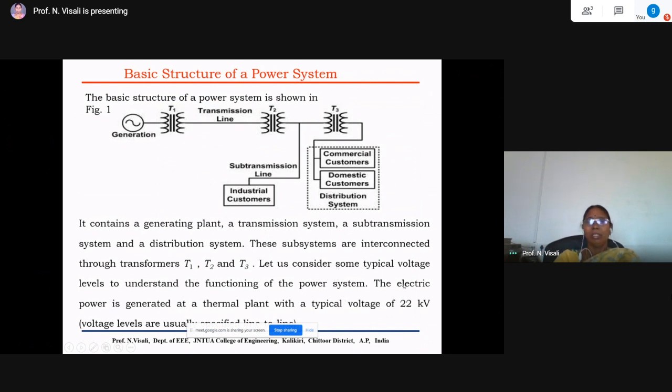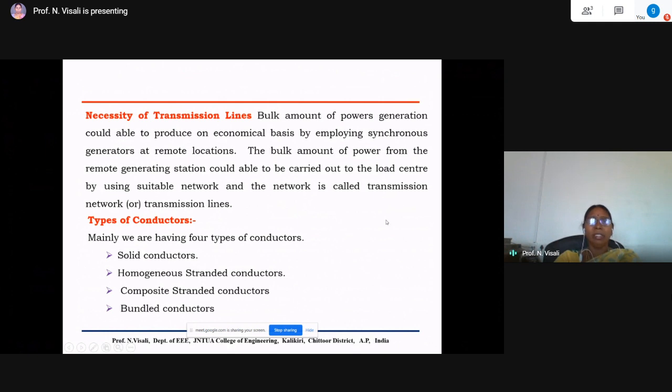Then what is the necessity of the transmission line? You know very well that it is to transfer a bulk amount of power generated at the generating station. But this bulk amount of power needs to be transmitted on an economical basis. So you have to select the size, material and type of the conductor, whatever it may be. It all depends upon the amount of power that needs to be transmitted under economical conditions.